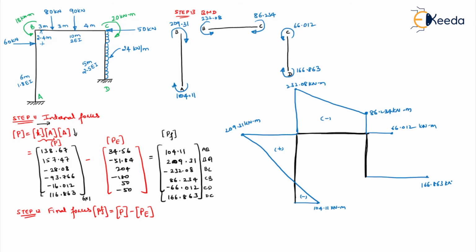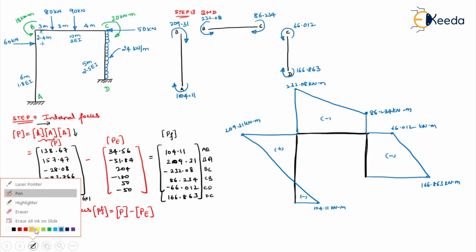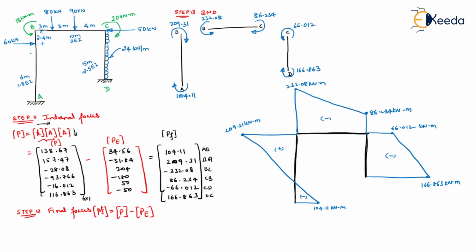166.863 kilonewton meter. They're not to scale, so don't bother. This will connect with a linear line. Now these are because of the fixed end moments. Because of loading also we need to draw the bending moment. So here this is the eccentric point load.